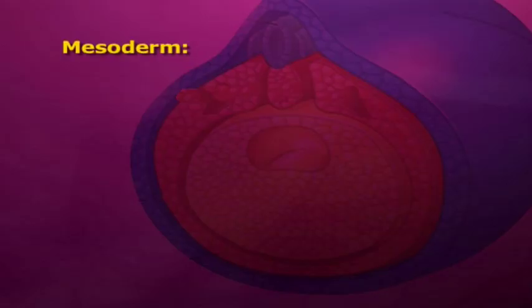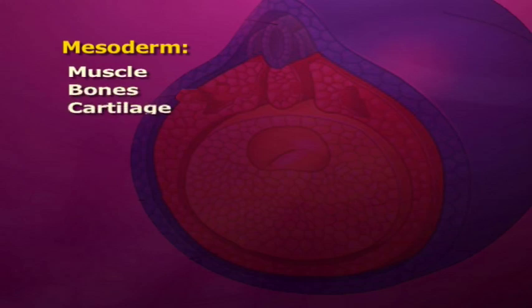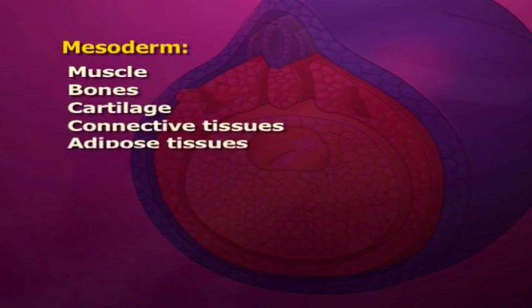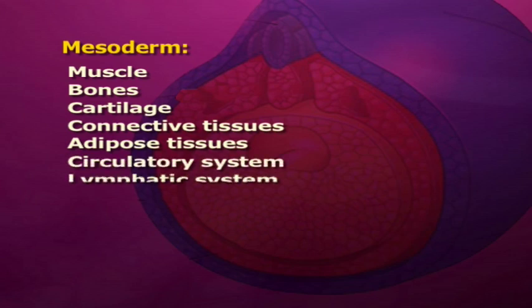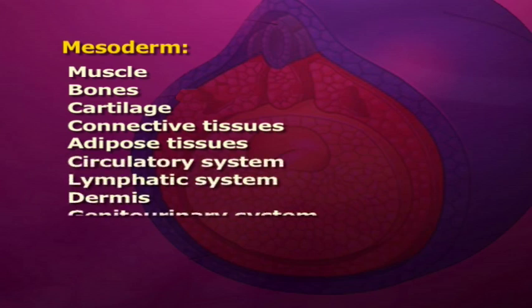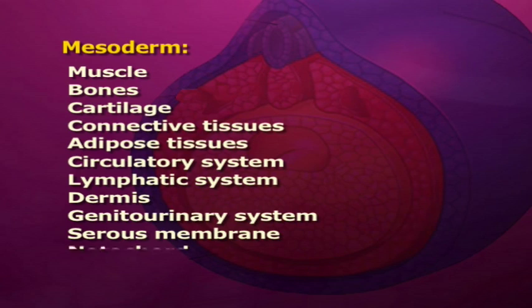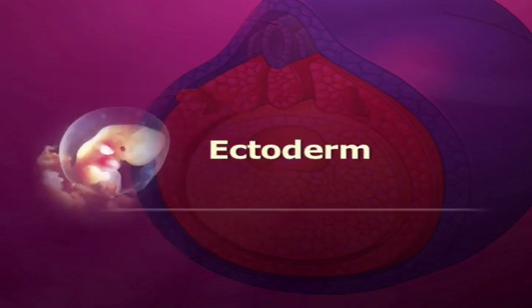In brief, the mesoderm forms muscles, bones, cartilage, connective tissues, adipose tissues, circulatory system, lymphatic system, dermis, genitourinary system, serous membrane and notochord. So now let us talk about ectoderm.